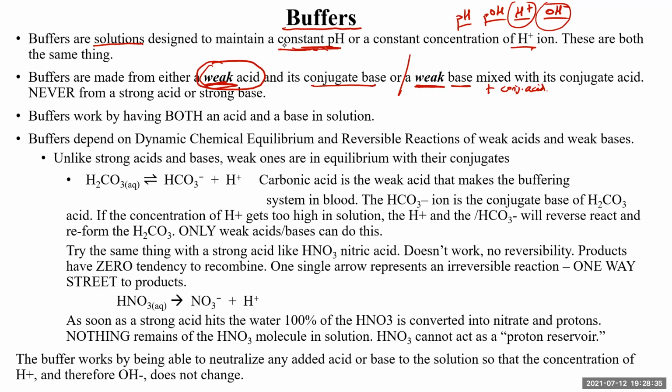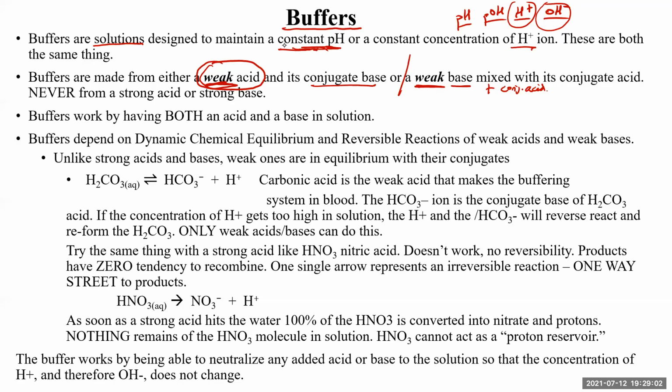So buffers are made from weak acids and their conjugate bases, or weak bases and their conjugate acids. And it has to be the related acid. It has to be the conjugate that is derived from that specific acid. You can't mix two different acids and bases together. You can't take a weak acid and then the conjugate base of some other acid. It won't work. Or it might not work right, or it might not work as expected.